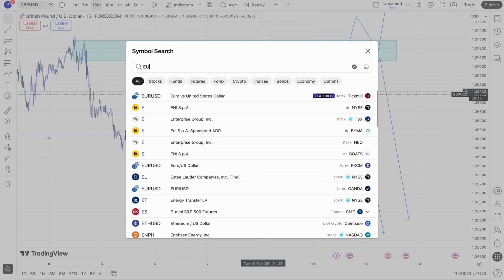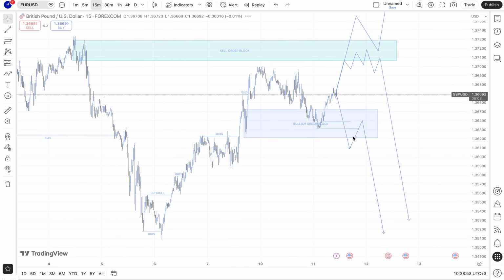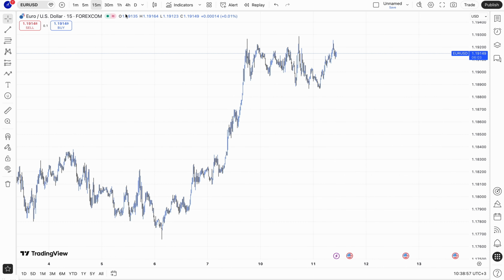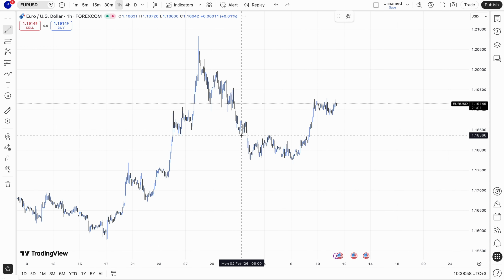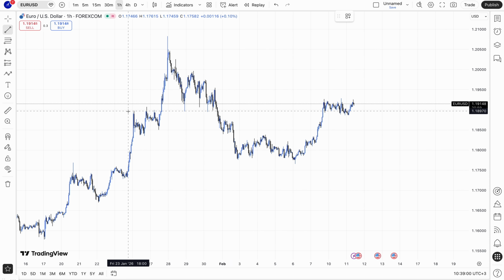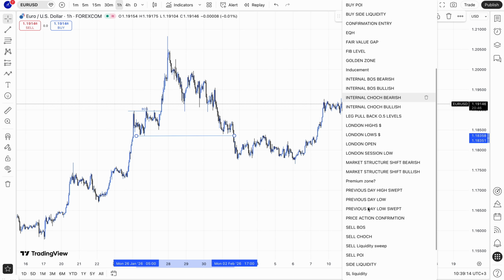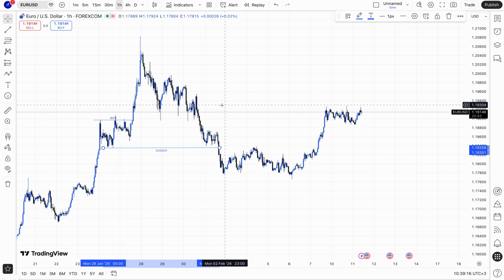Okay, that's for GU. Then GU, still not complicated, everything is in the right time. You can see we had a breakout structure, and then after having this last breakout structure, the price came down and disrespected this zone. Then we had our external change of character to the upside.